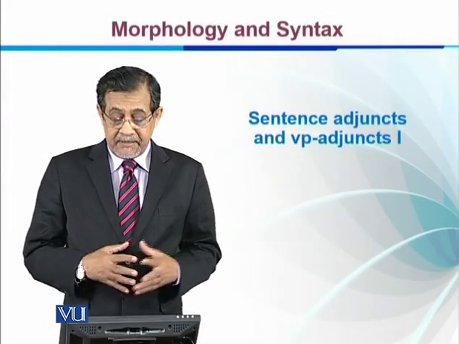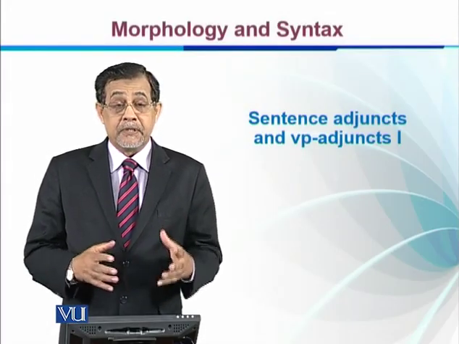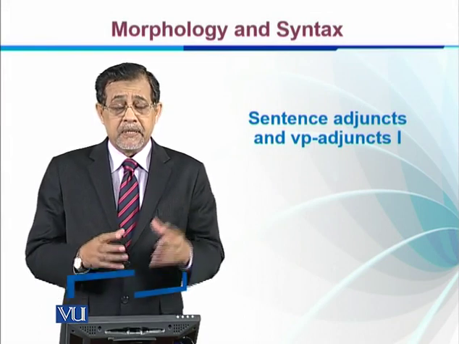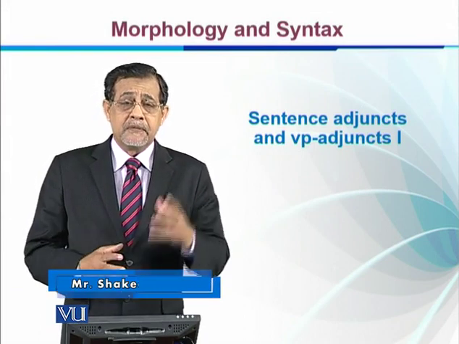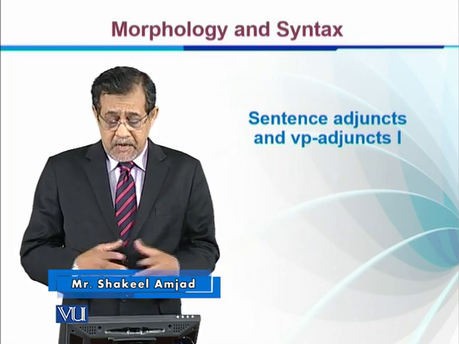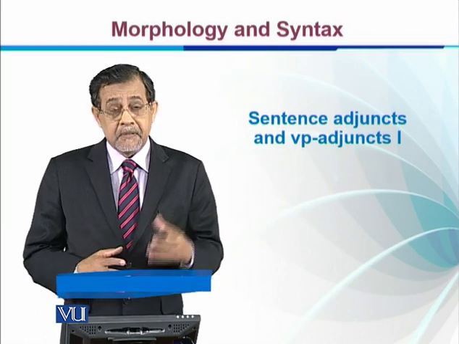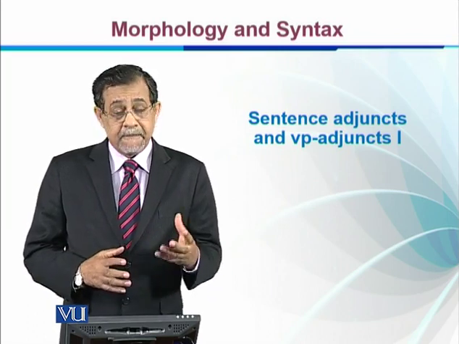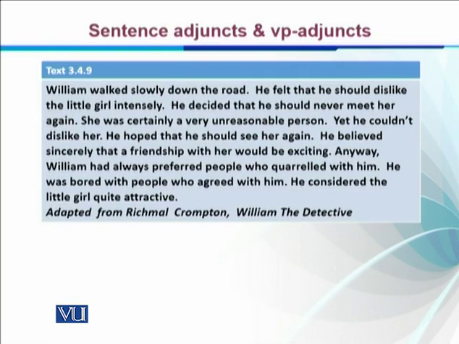Sentence adjuncts and verb phrase adjuncts. We've been talking about adjuncts. They are the elements which are sometimes obligatory and sometimes omissible. However, let's see what the difference is between sentence adjuncts and VP adjuncts. If we look at this passage, we can find different sentences in it. We take each sentence separately and try to know how many adjuncts a sentence may have.